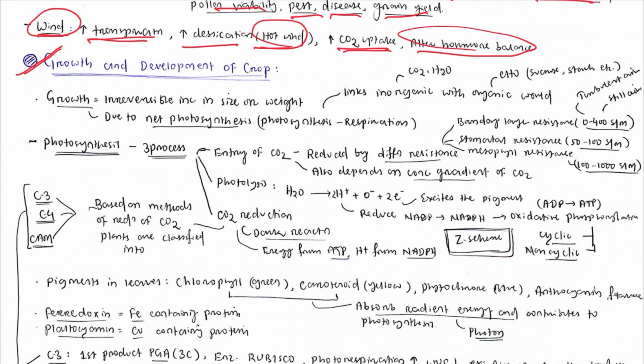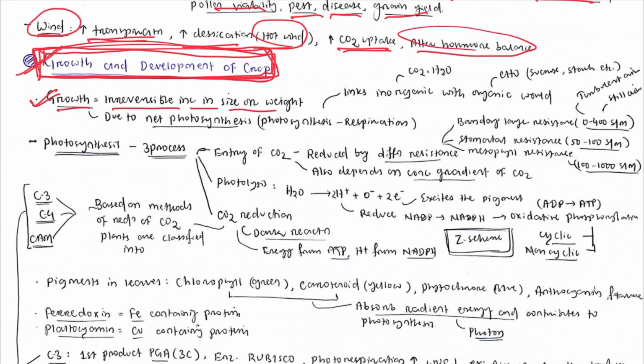So unless and until we know what is growth, what is development, and how the growth behavior of different crops is, it is very difficult to manage them optimally, right? So let's discuss growth and development of the crop. Okay, so what do you mean by growth? Growth means irreversible increase in size or weight.